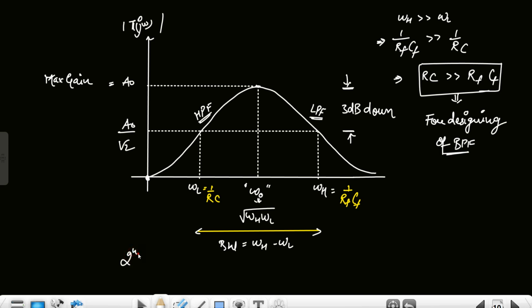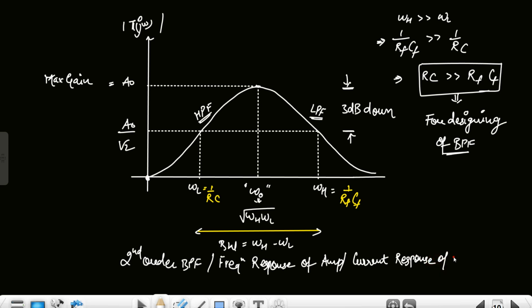So this is the second order band pass filter, and in fact this is also the frequency response of an amplifier. The op-amp frequency response is like a low pass filter. This is also the current response of the series RLC network that we study in the resonance part in network theory. And this is also the voltage response of the parallel RLC network.